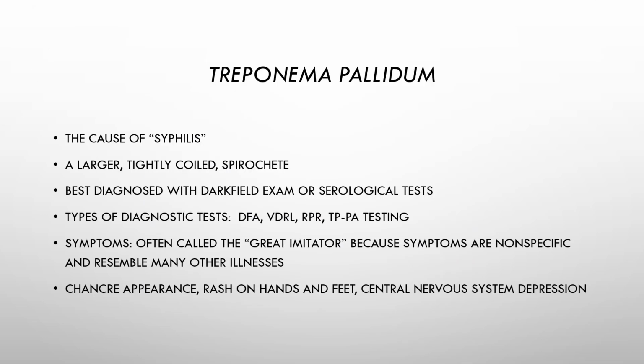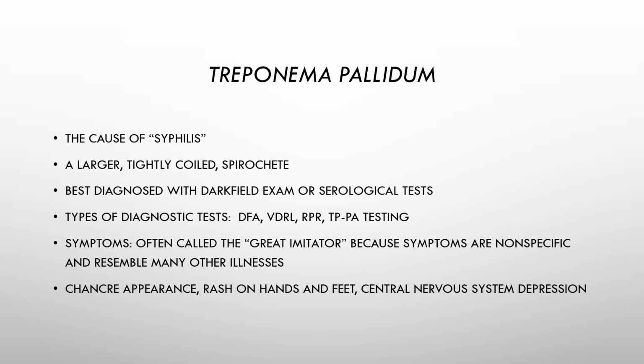12 million people get syphilis annually in the world, and there are about 10,000 cases a year in the United States. During its heyday in World War II, there were approximately 500,000 cases a year in the United States. Treponema pallidum is the organism that causes syphilis. It is a larger, tightly coiled spirochete, and it can actually penetrate intact skin, much like Shigella can.